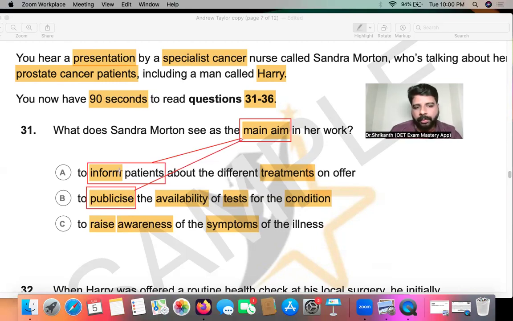First is to provide information. Second is to publicize. Now, what is the third verb over here? To raise awareness. So what is the person doing over here? Increasing awareness. Awareness means knowledge.